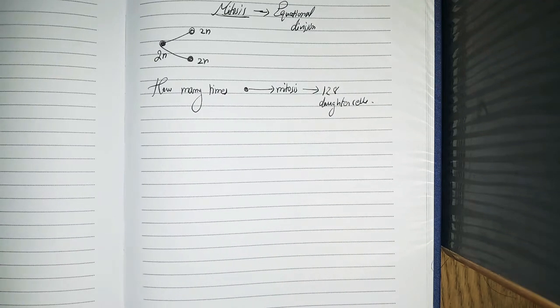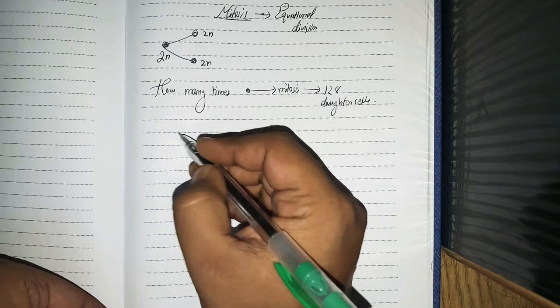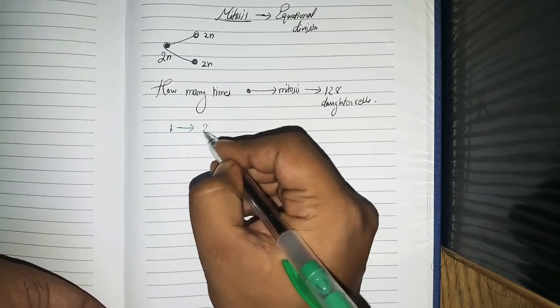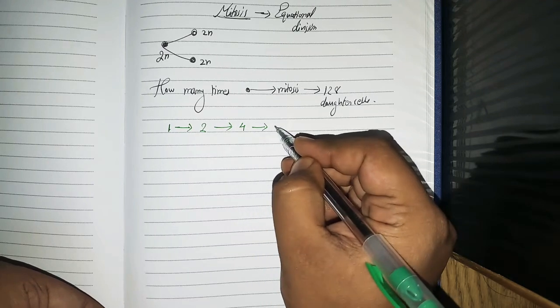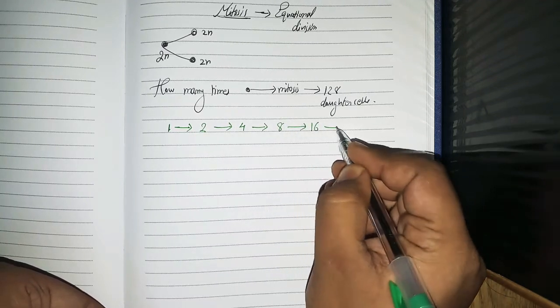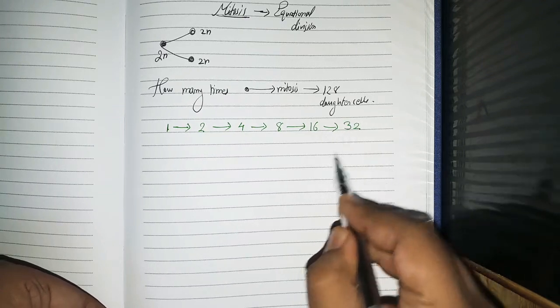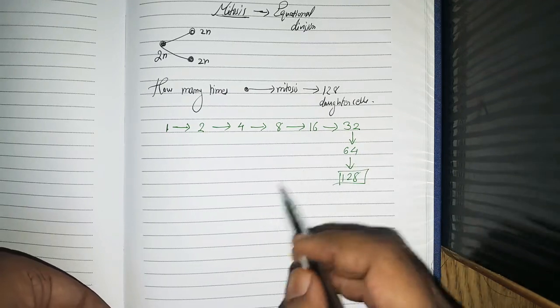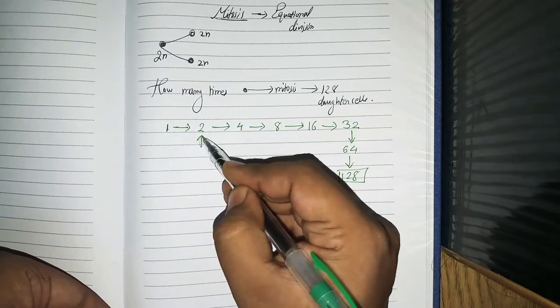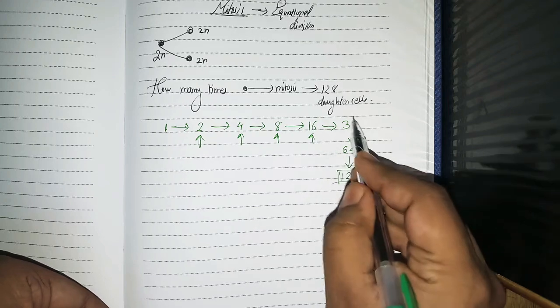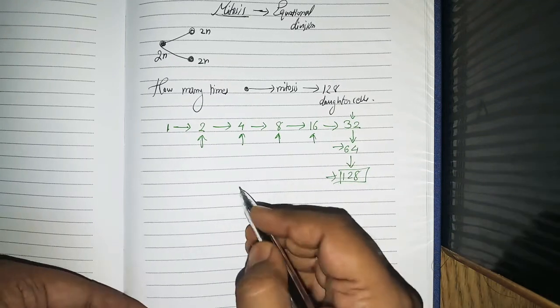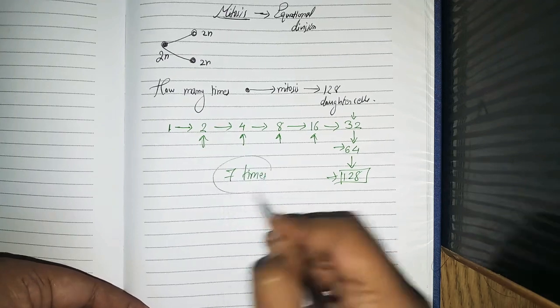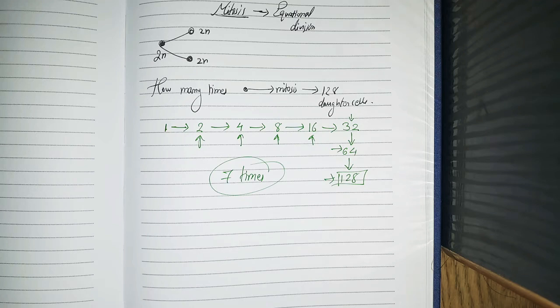So many people will give me the answer 64 times, okay, but see, it is like this. One cell makes two cells, 2 will make 4, 4 will make 8, 16, 32, 64 and 128. So how many times did the mitosis happen? 1, 2, 3, 4, 5, 6 and 7. So how many times? 7 times. Simple.